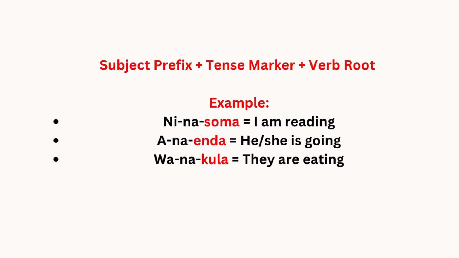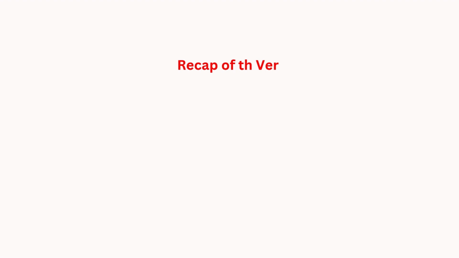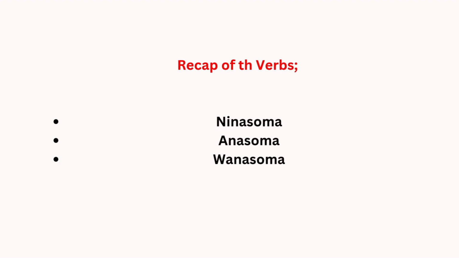The next one we're going to look at is the recap of the verbs. The recap of the verbs here is ninasoma. Ninasoma is I am reading. This is also a way for you to test your knowledge, whether you understood the previous slide that we had before. So ninasoma is the first person, which has the subject prefix ni, then na, which is current, now, and soma is read.